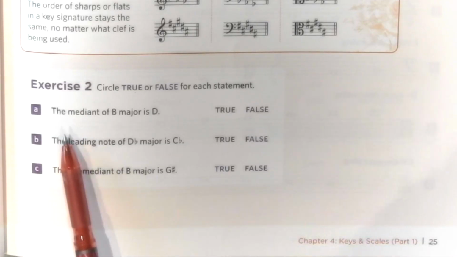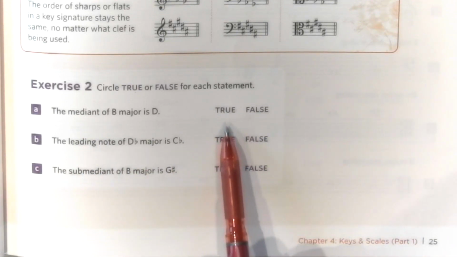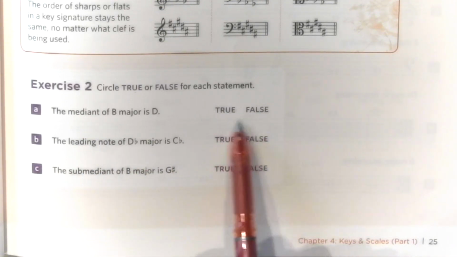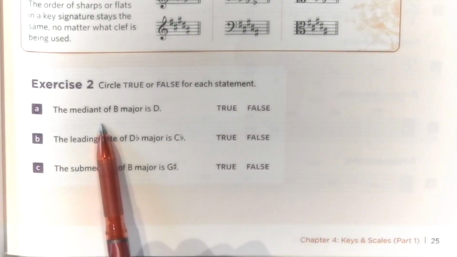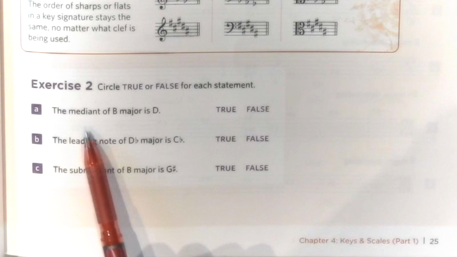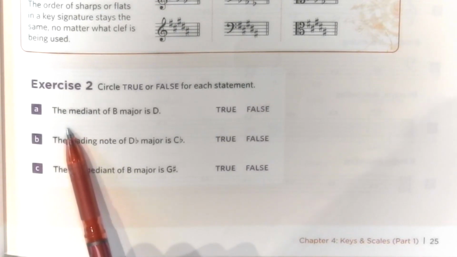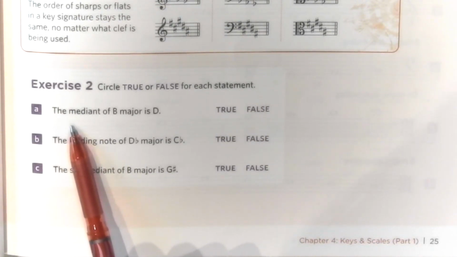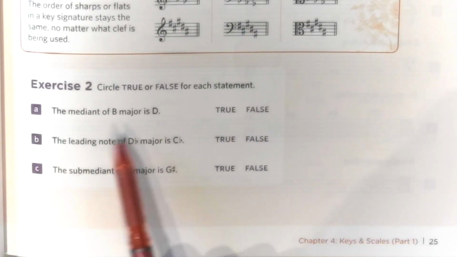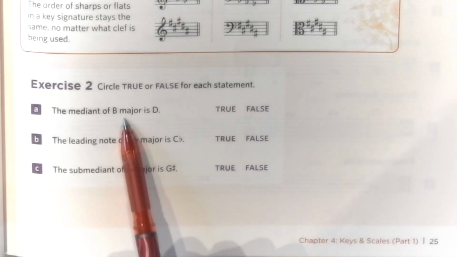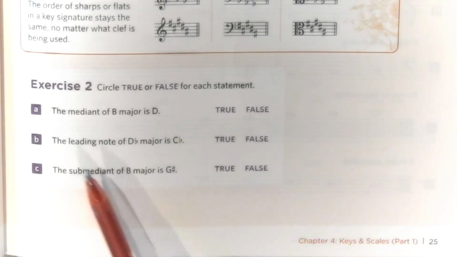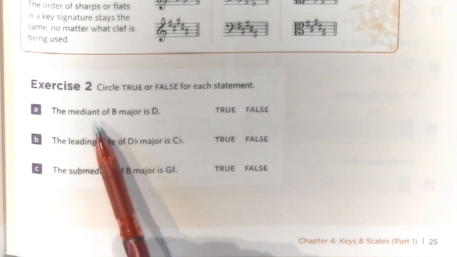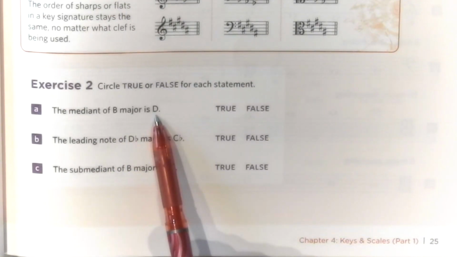In exercise 2, we need to circle the correct answer to the statement. In the first one, they ask us to say whether this sentence is true. The median of B major is D. So let's simplify this question. The median, the third degree of B major, is D.